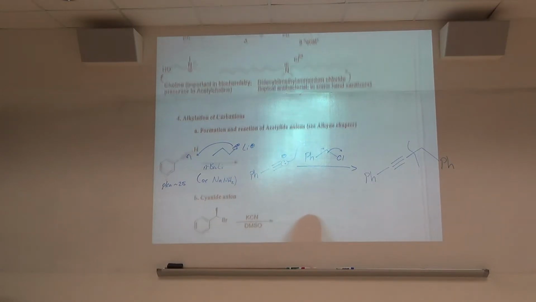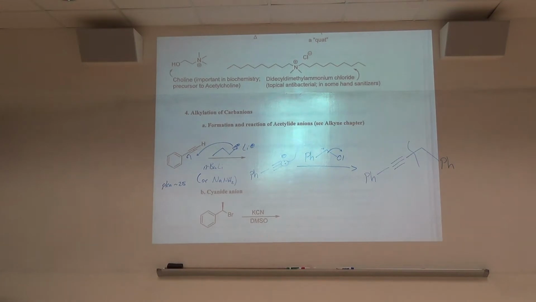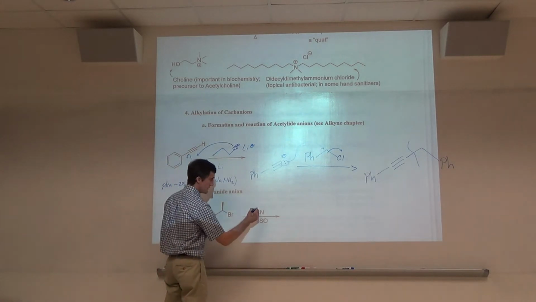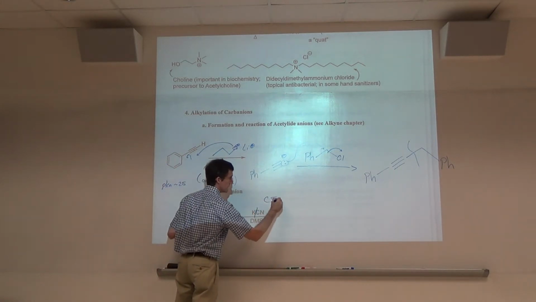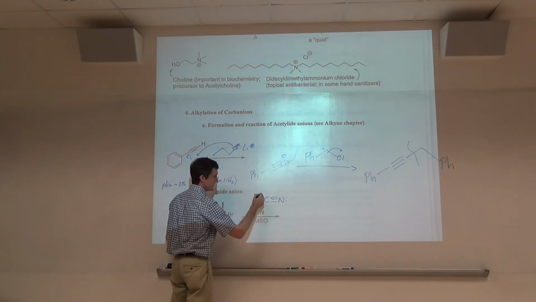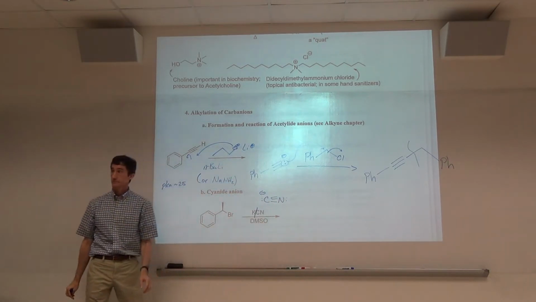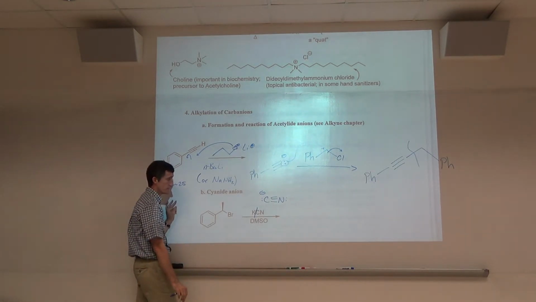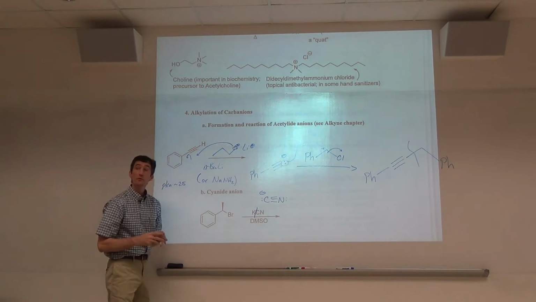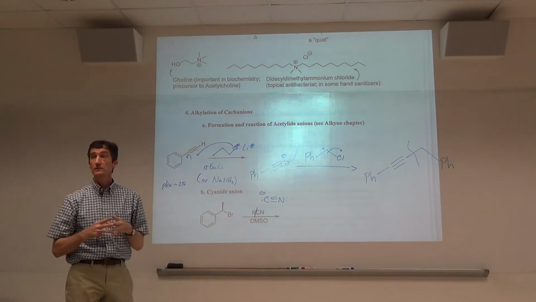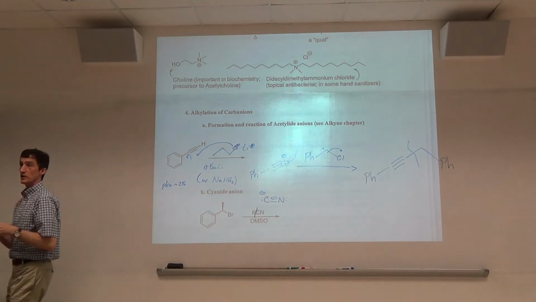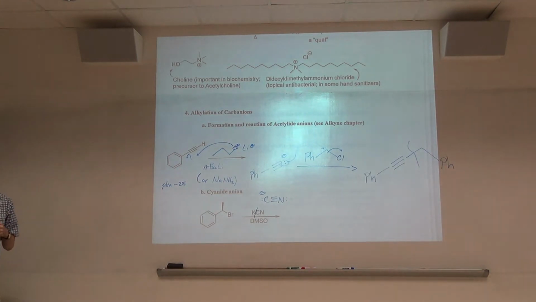Where else do we see carbanions? We've already seen this today. KCN. That's K plus CN minus, but the CN is a carbanion. What is DMSO? That's dimethyl sulfoxide. That's a common solvent. Very polar. Since I call it a solvent, that means it's inert. It's not going to do anything.